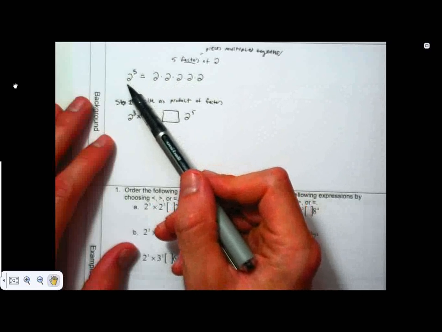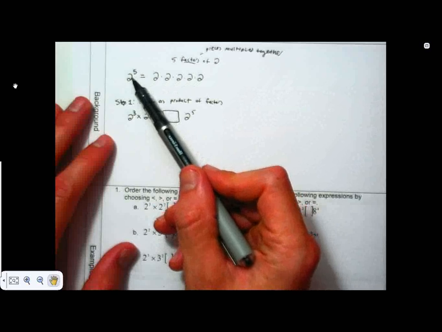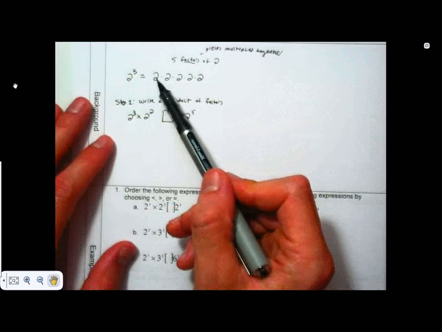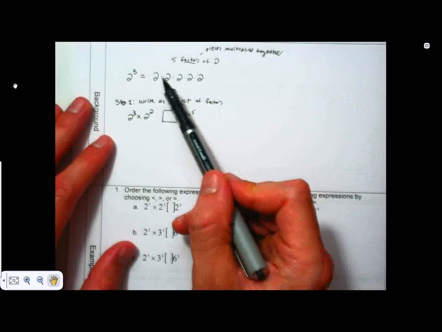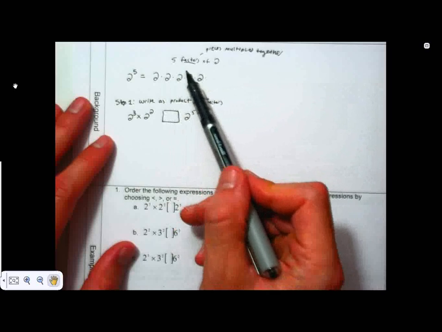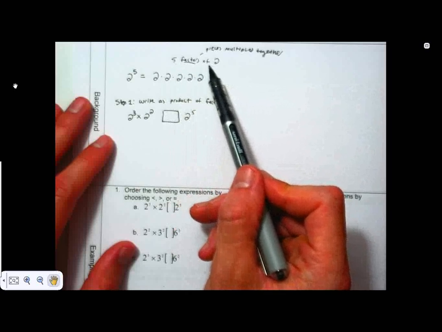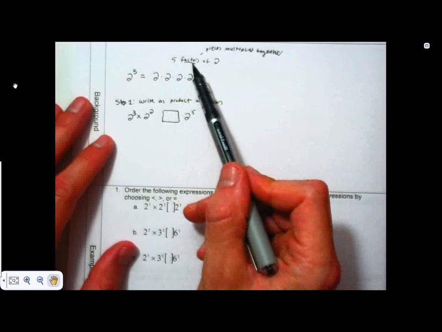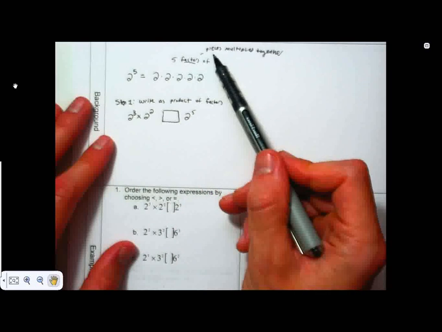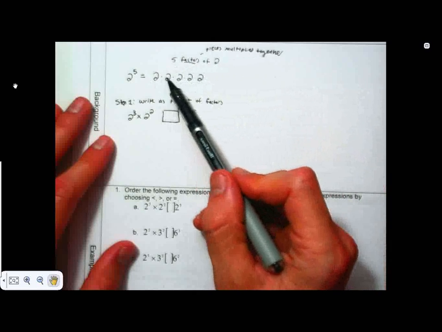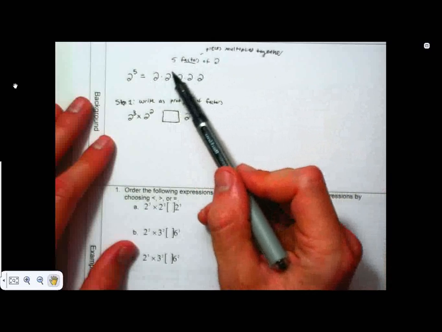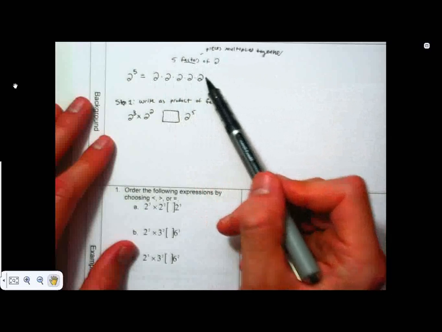So I have written down 2 to the 5th. And what that's equal to is 2 times 2 times 2 times 2 times 2. In other words, we have 5 factors of 2. Remember, what factor means as a noun is that they're pieces basically being multiplied together. Pieces meaning numbers multiplied together. So here I've got 5 factors of 2.